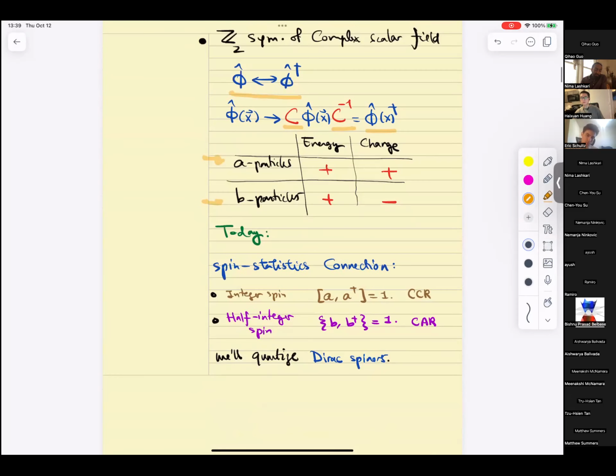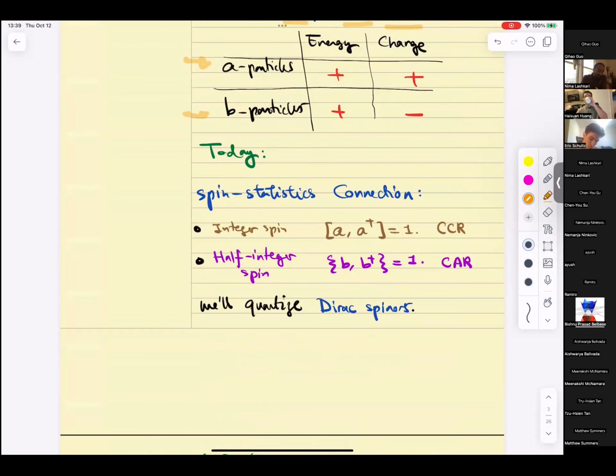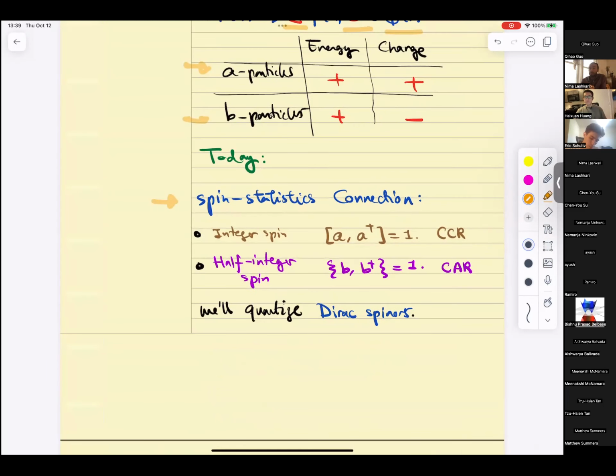So today we're gonna continue our conversation on quantization by talking about the spin statistics connection and quantizing the Dirac spinors. One thing that you didn't question when I started this whole discussion was that I wrote down a scalar field theory, and I wrote down canonical commutation relations, as in A and A dagger will have to commute. Sorry, A and A dagger, the commutator is 1, right? And I didn't write anti-commutators.